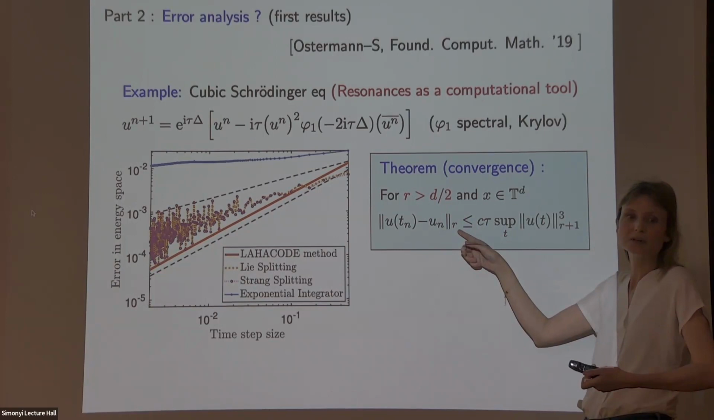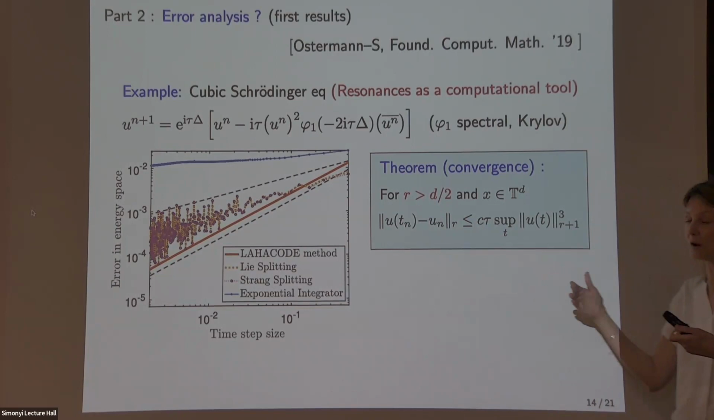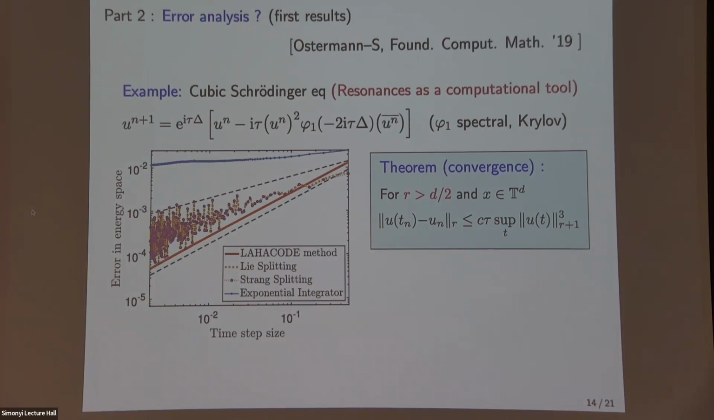Okay. And of course, this is not very interesting because if I have a method which, when I measure the error in H10, I only need H11 derivatives, nobody will use it. So what I would really like to have is two error bounds, because then I'm really close to the rough solutions.